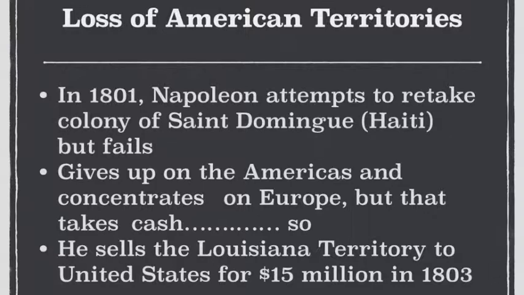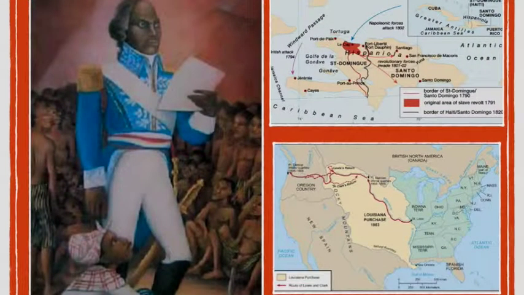There's a great general there. More than that, the local diseases like malaria and yellow fever, his troops just can't handle. So he actually cuts his losses, and he looks for another way to gain money and finds it in the United States. He sells the United States the Louisiana Territory in 1803 for $15 million. And this is not a small chunk of land. This is a massive chunk of land.